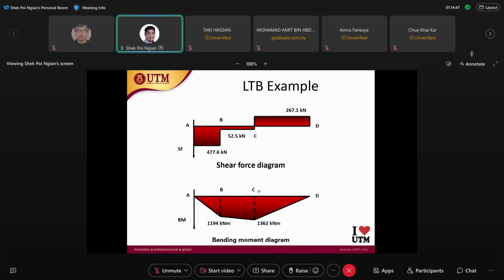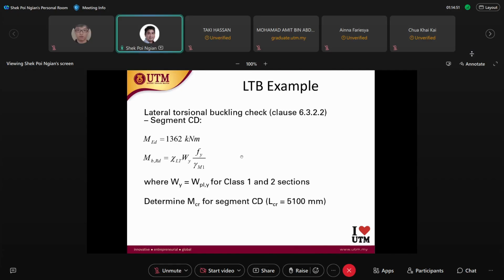Okay, and then we continue with segment CD. The segment CD, the maximum moment is 1362. And then for our section, we use the same size, so the section is class 1. Then for segment CD, the length is 5.1 meter.